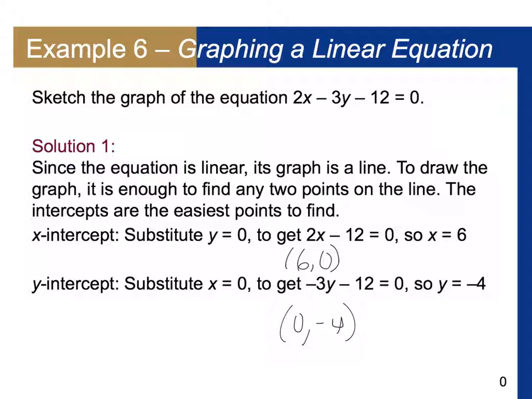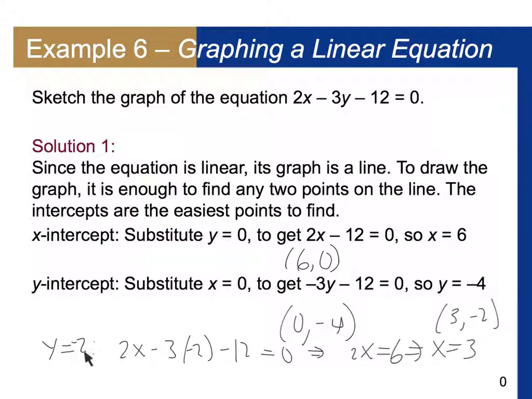So we've got 2 points. We just need to plug in and find one more. So let's try y equals minus 2, and I picked that because when you do that, you get an integer for x. So when I plug in minus 2 for y, I get 2x minus 3 times minus 2 minus 12 equals 0. This becomes a plus 6, so 2x plus 6 minus 12, and that gives me 2x equals 6, because I move this to the other side. Divide both sides by 2, I get x equals 3. So that would be my third point, 3, minus 2.